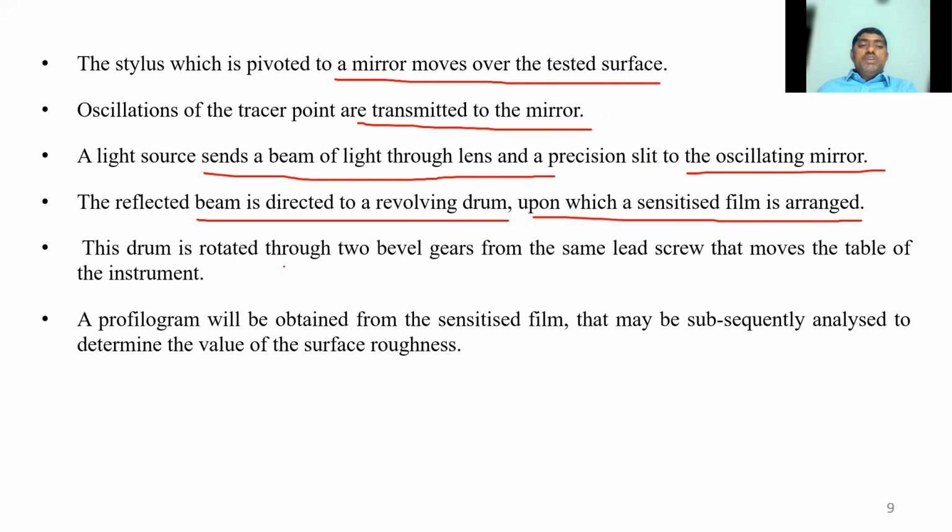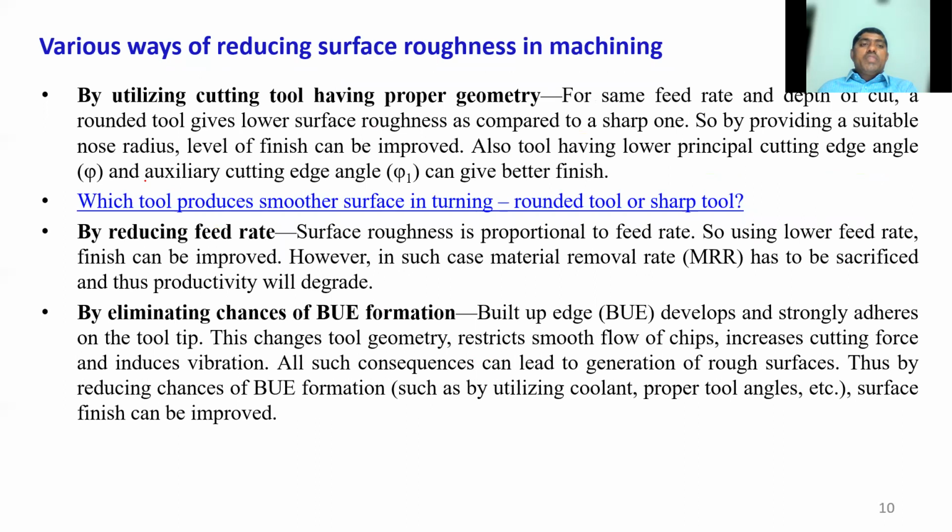So this drum is rotated through two bevel gears from the same lead screw that moves the table of the instrument. A profilogram will be obtained from the sensitized film, so that it may be subsequently analyzed to determine the value of the surface roughness. What are the various ways we can reduce the surface roughness in machining?